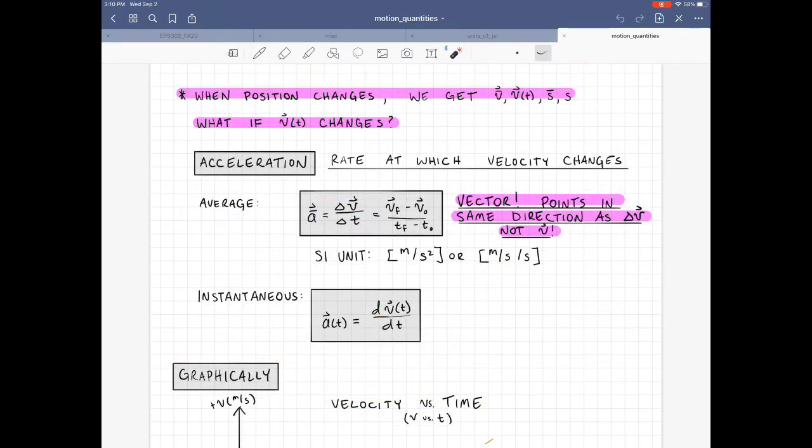All right, we brought up the idea of velocity and speed when we were exploring when the position changes, or the displacement.